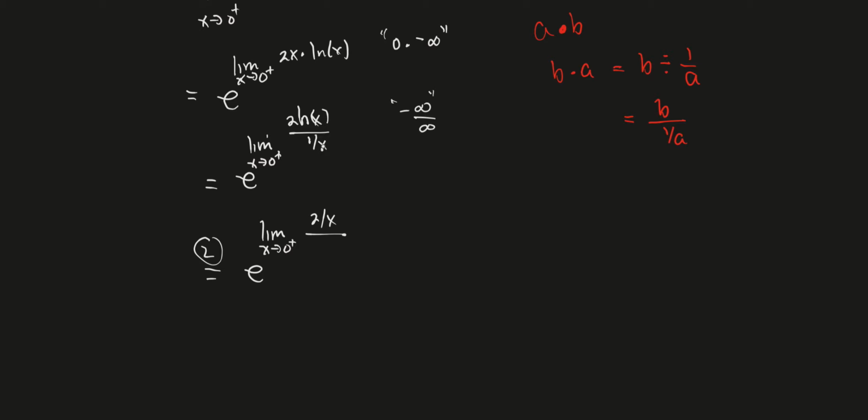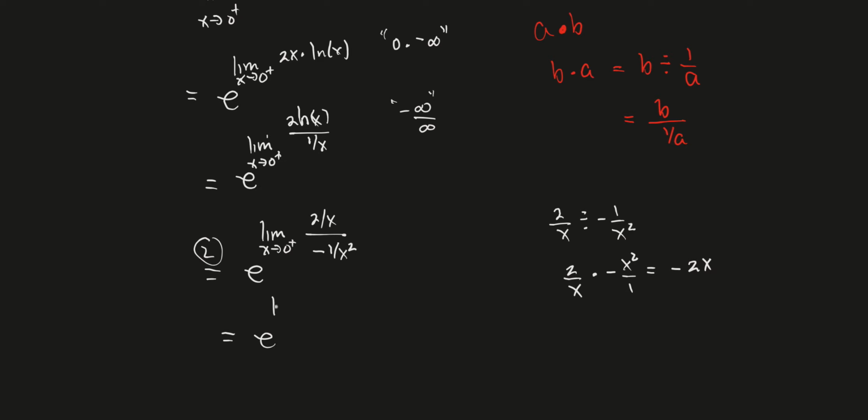When I take the derivative of 1 over x, I am going to get negative 1 over x squared. Well, how does this simplify? If I have 2 over x divided by negative 1 over x squared, so that's 2 over x times negative x squared over 1. So this comes out to be negative 2x. So that's what this simplifies to.